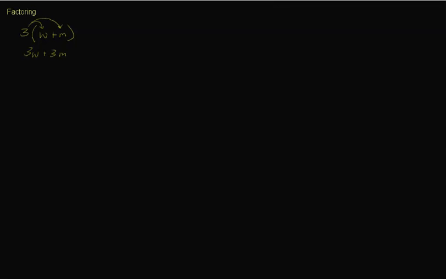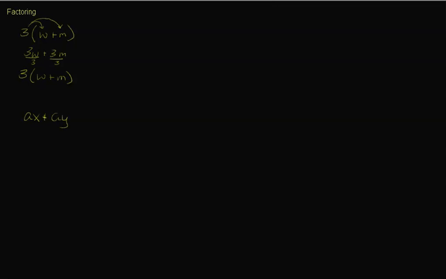So what do they both have in common, right? What is their greatest common factor? Well, it's 3. So we pull out by dividing a 3, and we're left with W plus M. Okay, so let's look at another one with just letters. AX plus AY.